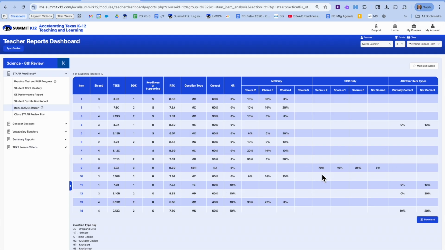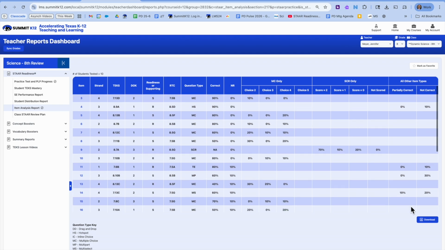Your short constructed response summaries are right here: your percentage of zeros, ones, and twos. For all your other question types, such as drag and drop, multiple select, all of those question types, you get what percentage was partially correct and what percentage was not correct at all.